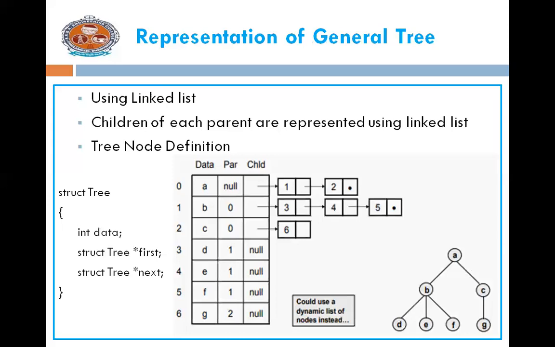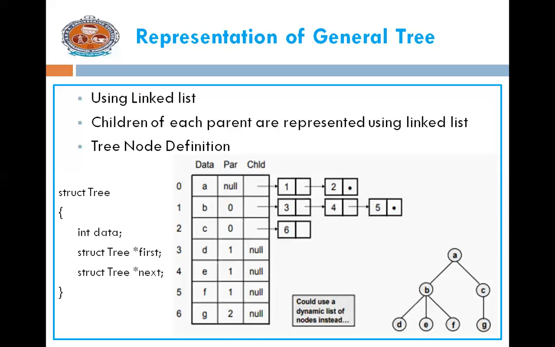For example, first of all, see the tree node definition, how you can give it. Here you can see the structure, struct tree. What data members will you have? The first one is data, which can be anything you want to put. And you have 2 pointers: the first pointer is first, and the next pointer is next. The first pointer represents the first child of that particular node, and next gives the next sibling of that particular node.